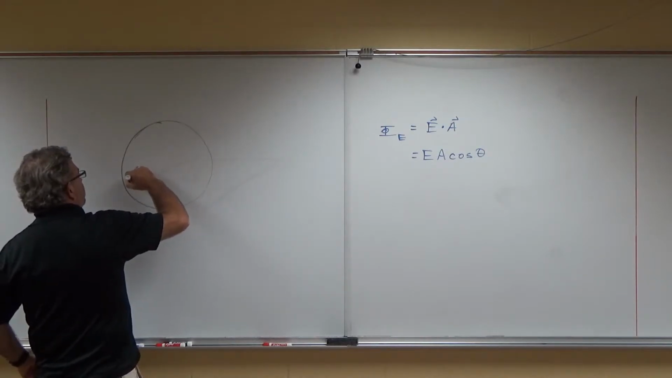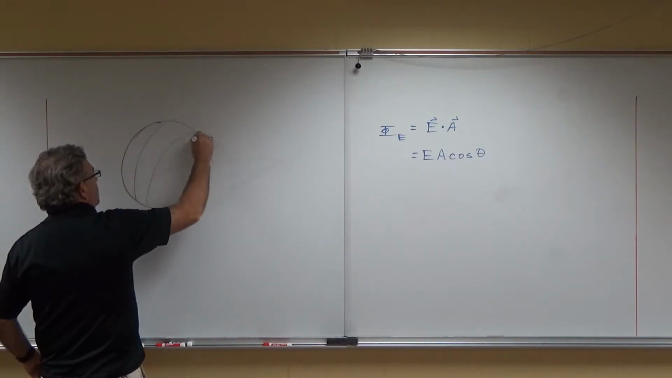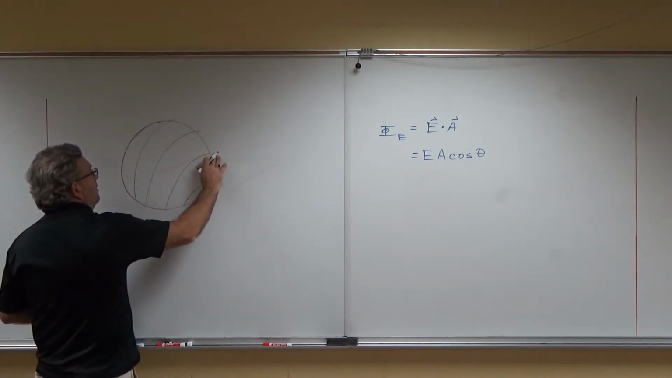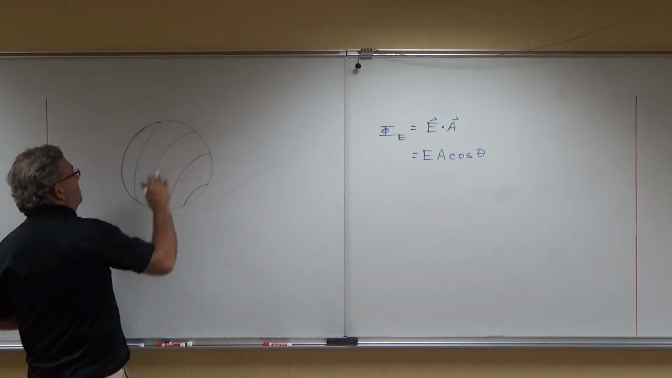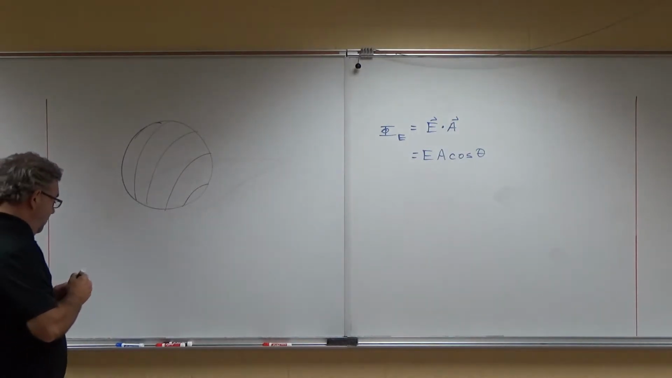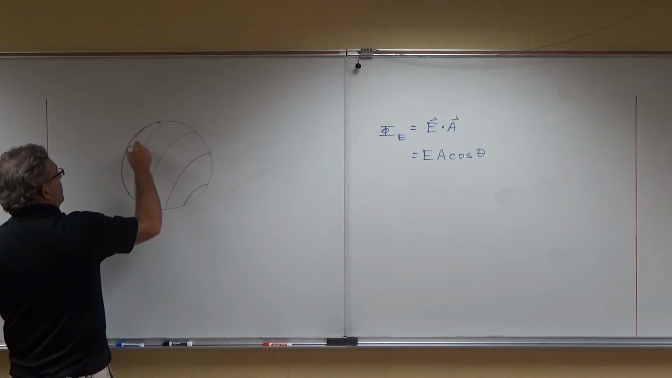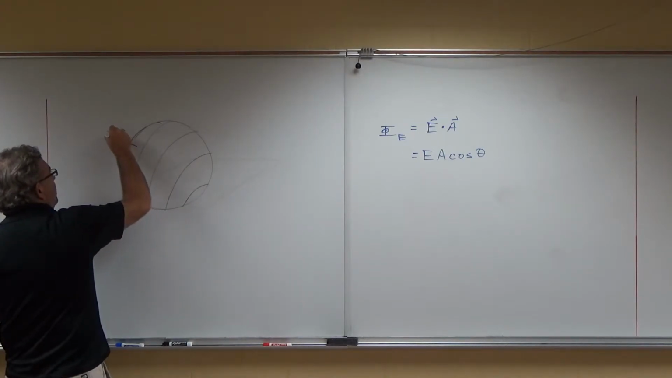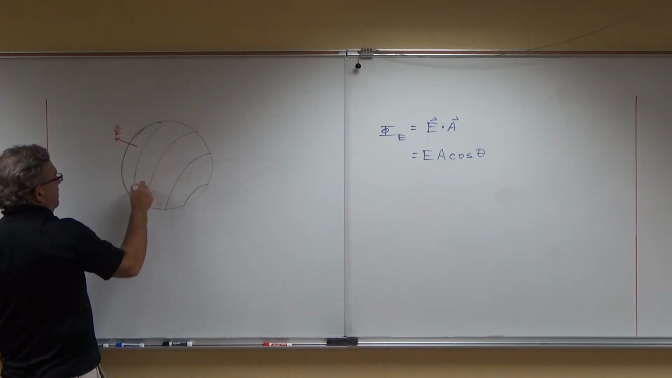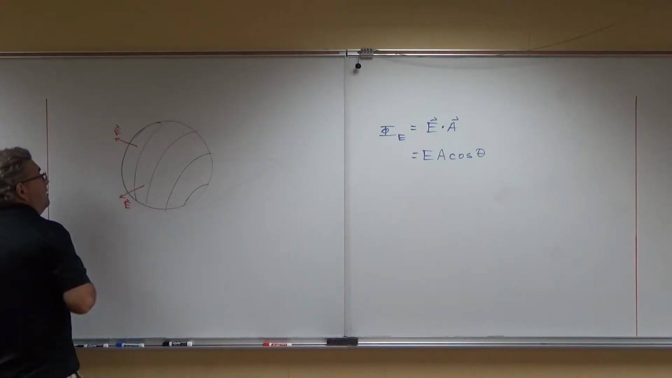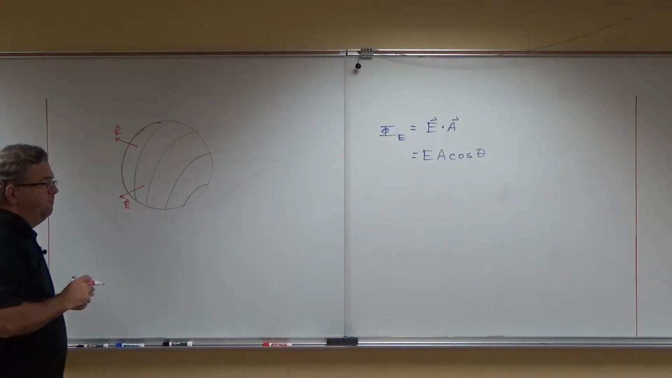Let's say there is a sphere, like this. There's some spherical object and an electric field in the region. Maybe the electric field is this way, over here. It comes out here this way, and it's everywhere.